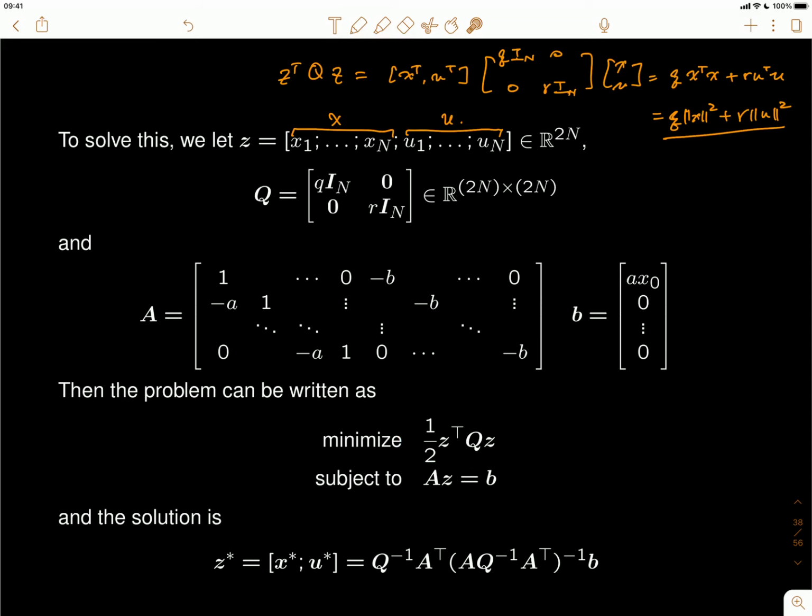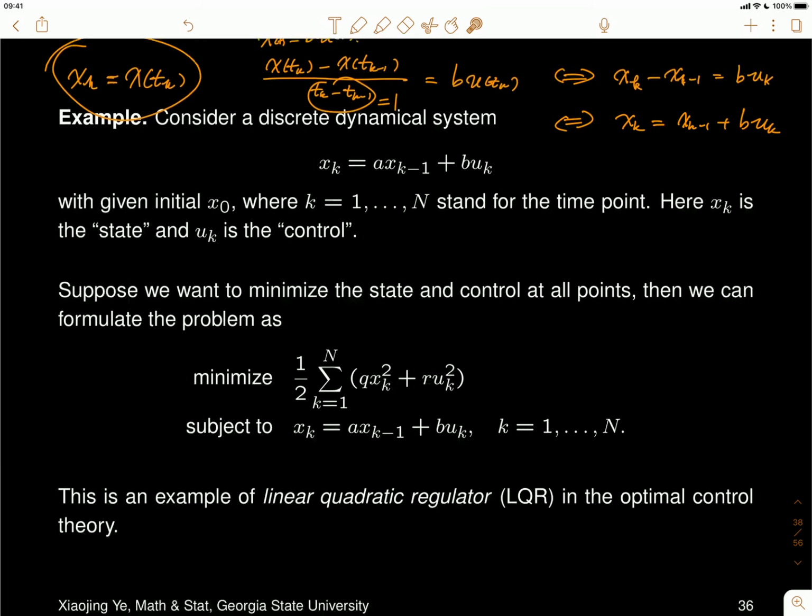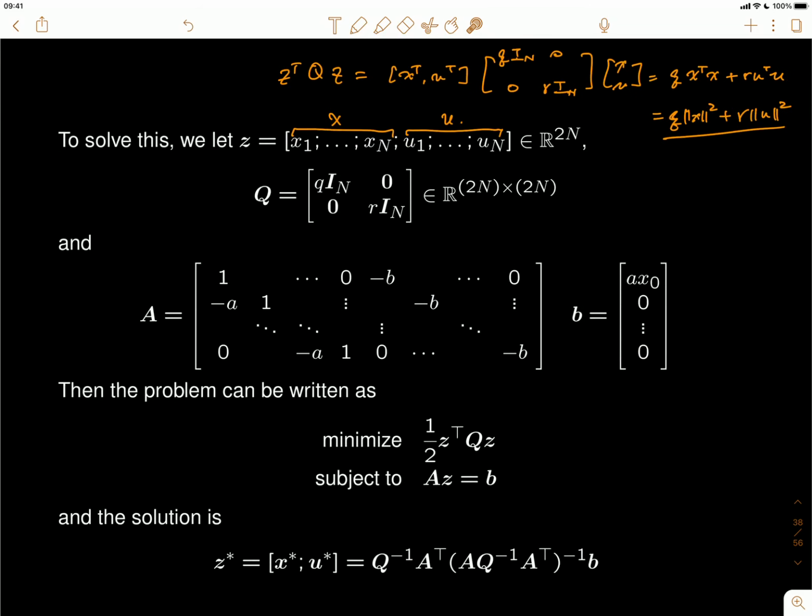And we can also convert this constraint here, because there are n such equations, and xk minus 1, uk are related in this way, and the initial x0 is given, so we can rewrite this linear constraint into this Az equals b, where this A is this matrix. As you can check this by yourself, it's pretty easy. It takes maybe 20 seconds to check that out. And then you have this, which gives you the A and b.